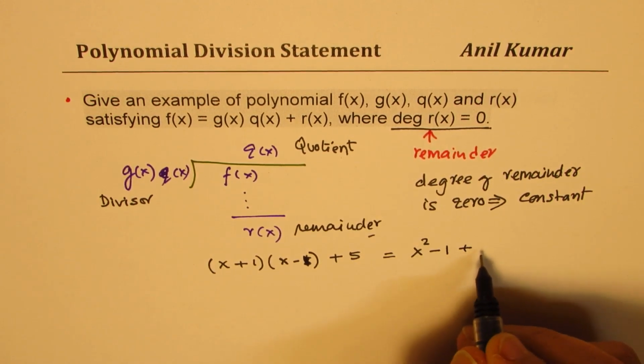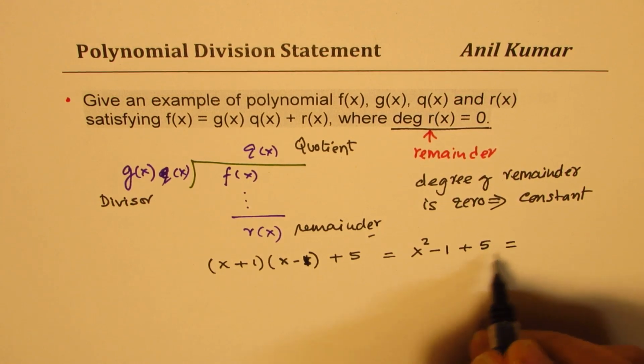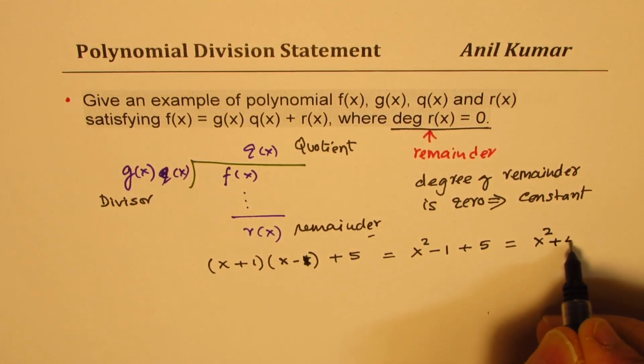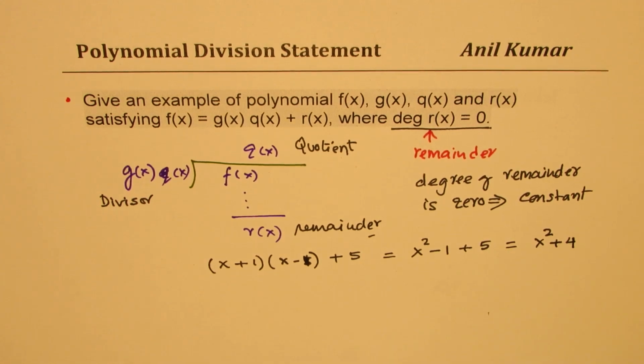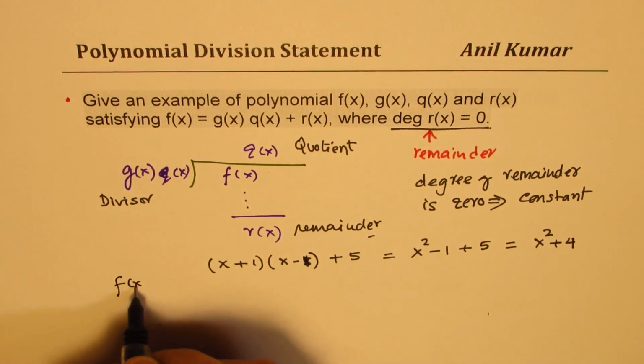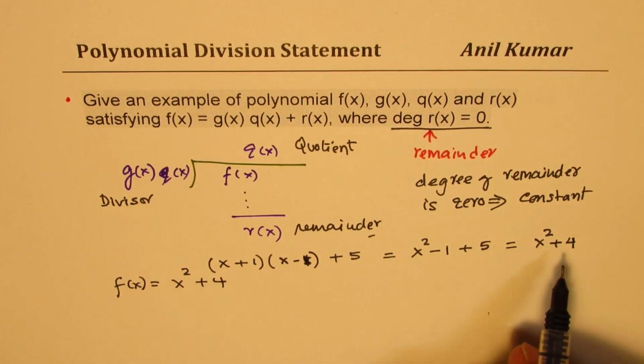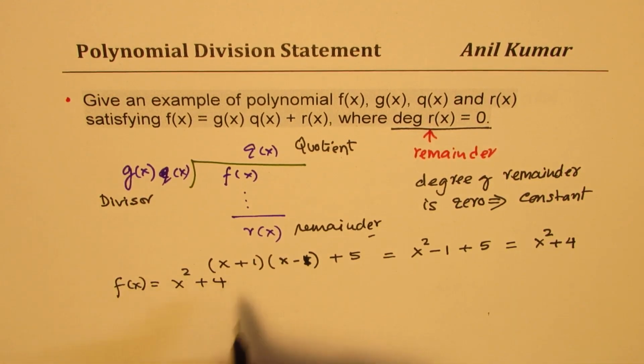Plus 5, and that is equal to x square plus 4, correct? So you get something here. So now what you could write here is that the function f of x is equal to x square plus 4, right? That is your function, right?